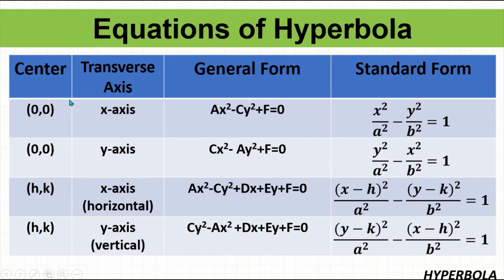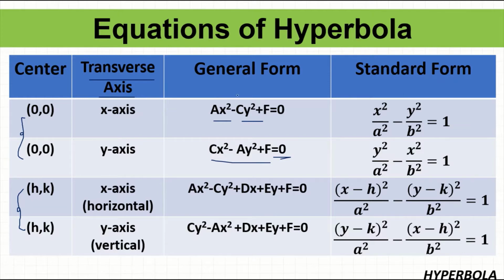For the transverse axis, we have the x-axis and y-axis, and there is also a transverse axis parallel to the x-axis and y-axis. Okay, so the projection is horizontal or vertical. For the general form, as you can see, all the terms are placed on one side of the equation and then the other side is 0.